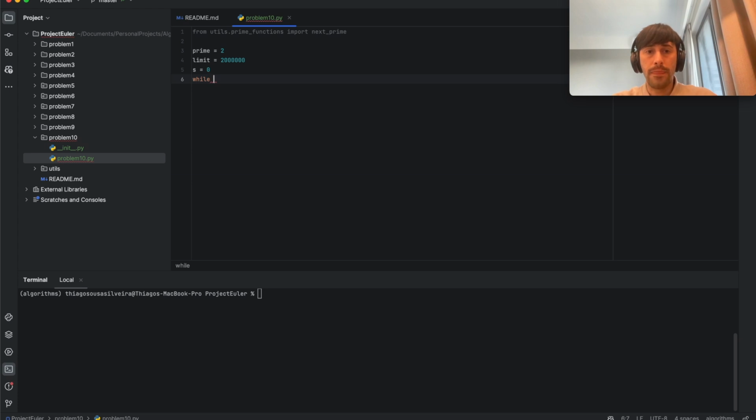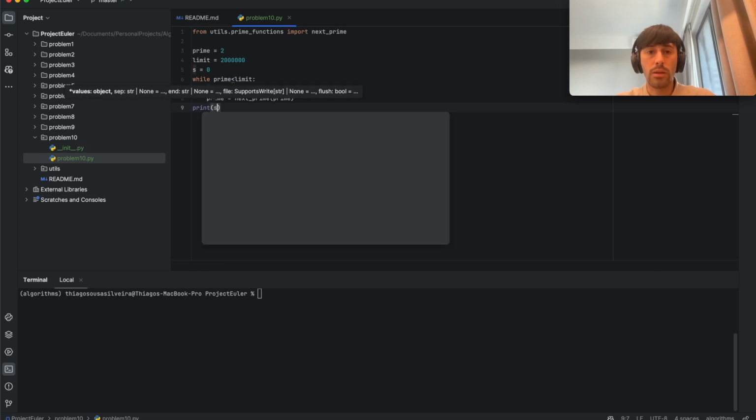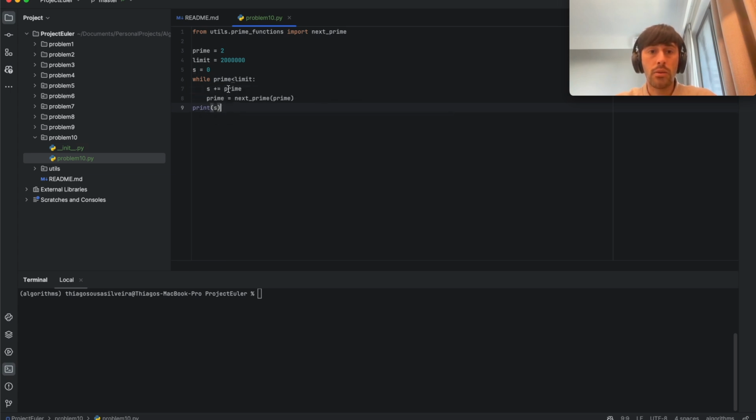While the prime is smaller than the limit. That's what we're looking for. We're looking for all the prime numbers below the limit, right? We always add the current prime number, right? And we get the next prime, right? And in the end, we print the sum, right? This should be pretty straightforward to run this code, and this should give us the result. The only question here is time, whether this is going to run slowly or fast.